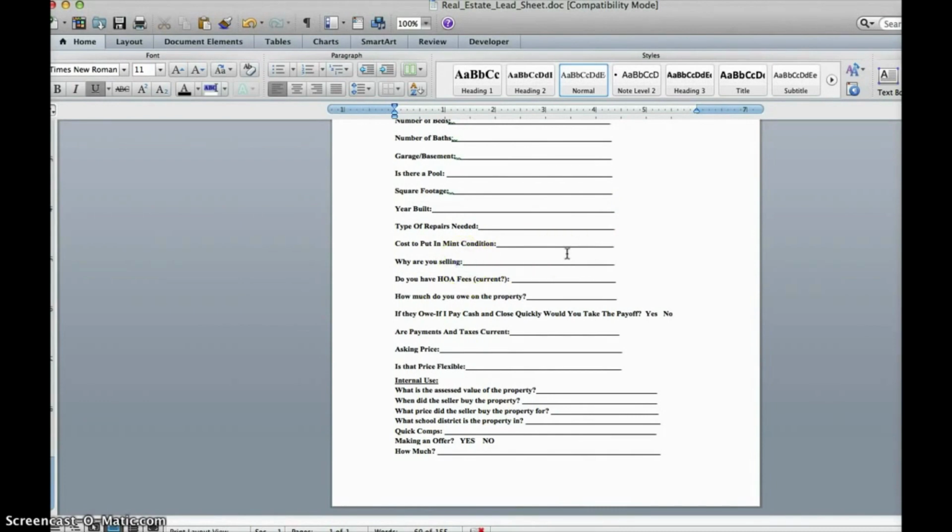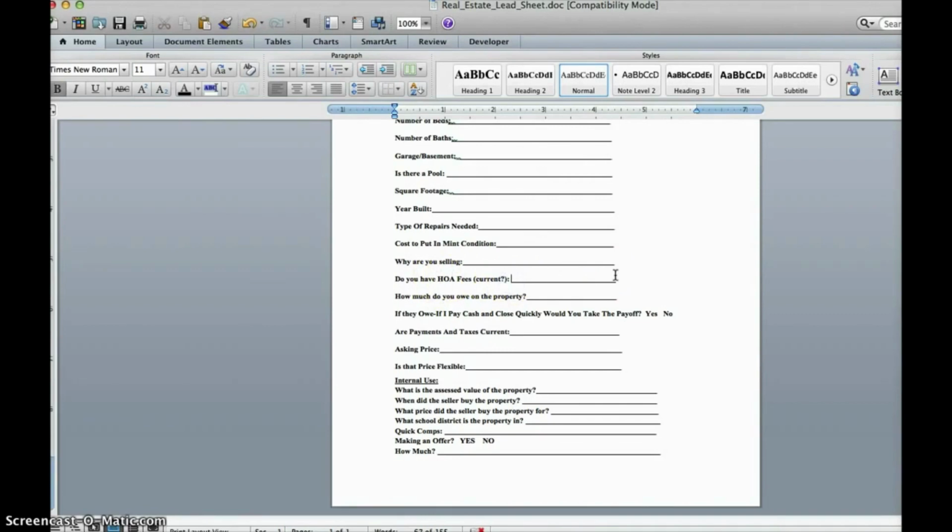And then we want to know why they're selling. A lot of times this makes a big difference if they're moving. Maybe a family member passed away and they just need to get rid of the home. Maybe they own two homes and they have two mortgages that they're paying on. So that'll let us know what their incentive is to sell, and kind of how we can adjust our price for our offer.